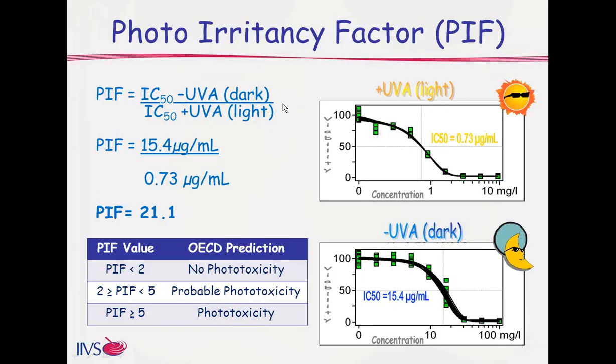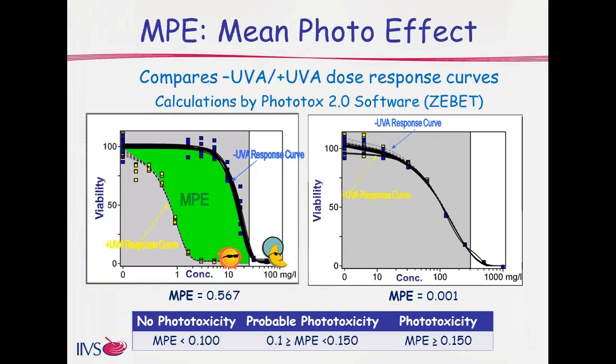If we take the IC50 of the dark plate divided by the IC50 of the light plate, we come up with a PIF value of 21.1 for this particular example. Looking next into our OECD prediction, you can see that this particular test material does have phototoxic potential as the PIF value is greater than 5.